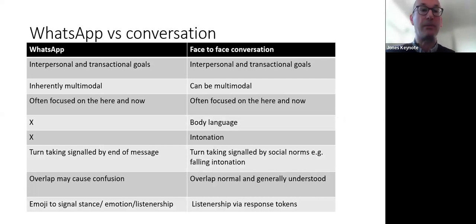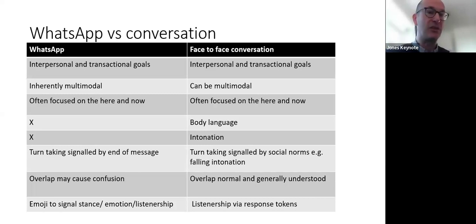A form like WhatsApp is inherently multimodal. People send text, of course, but they also send pictures, they also send links, they also send video, they also send GIFs. Face-to-face conversation can be multimodal. We can, of course, talk to people and show them things on our phone, etc. But it's not, I don't think, as inherently multimodal. Both are often focused on the here and now. Face-to-face conversation, of course, has body language and intonation, whereas WhatsApp does not.